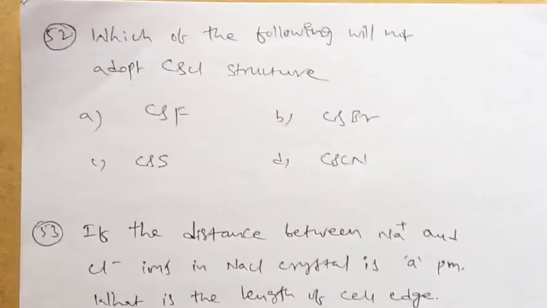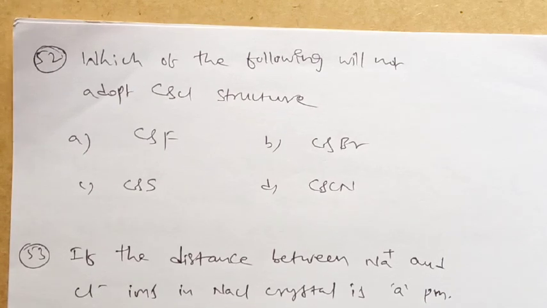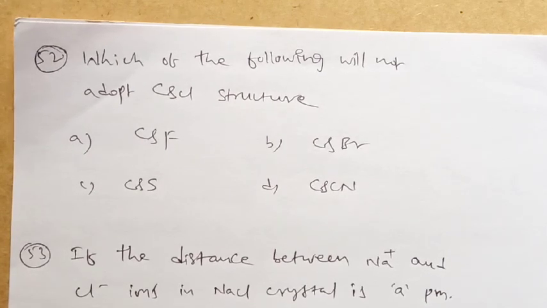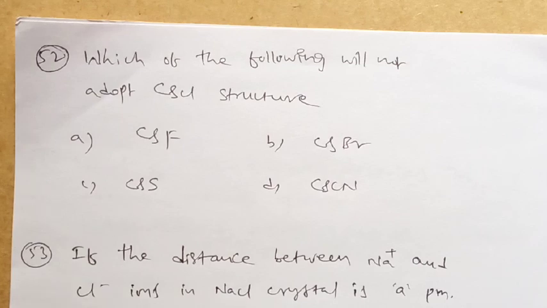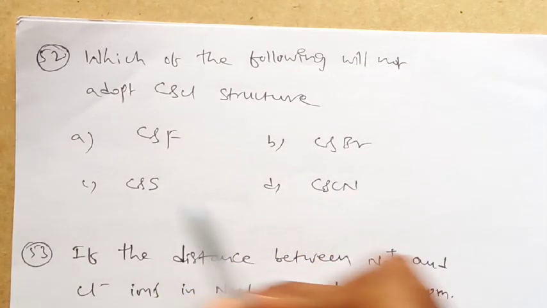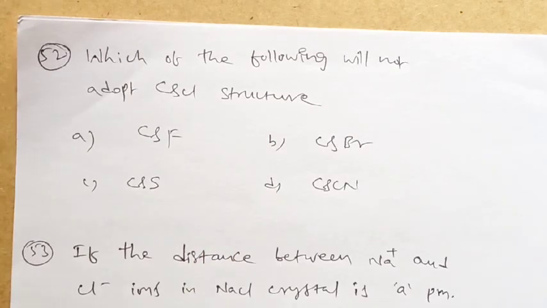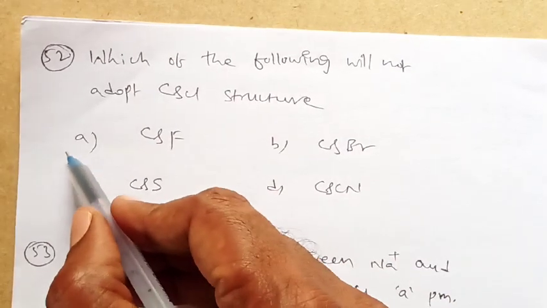This is also very simple, very small logic question. Which of the following will not adopt CsCl structure, cesium chloride structure? So cesium fluoride, cesium bromide, cesium sulfide, cesium cyanide given. So CsCl structure, and among these four which is not related to that? Very small, simple logic, ultimately it is A.